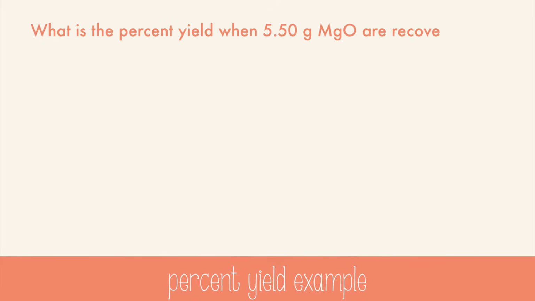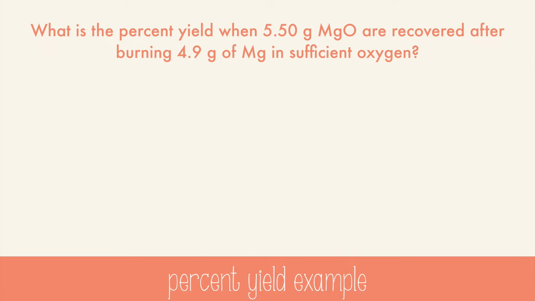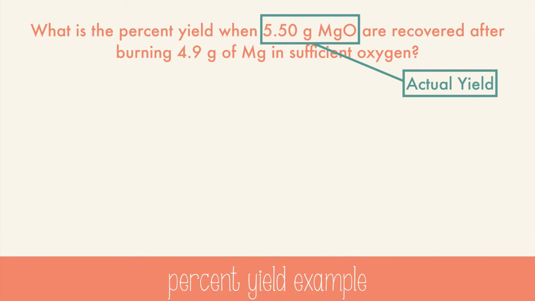What is the percent yield when 5.5 grams of magnesium oxide are recovered after burning 4.9 grams of magnesium in sufficient oxygen? First, let's identify which bit of data is the actual yield. 5.5 grams of magnesium oxide are recovered. That means the lab was actually performed, so this number is the actual yield.